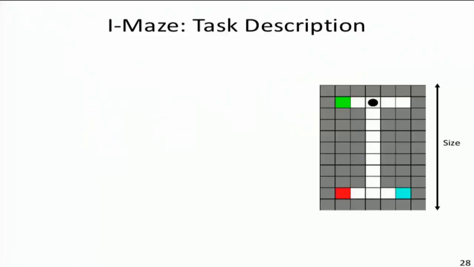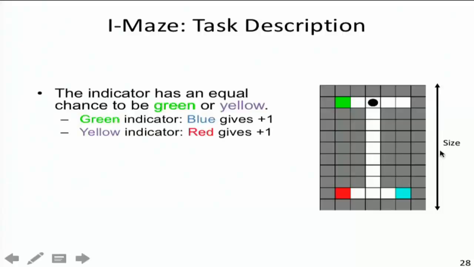So I'm going to explain some testbeds and benchmarks that we use to evaluate these models. This is a very simple environment called iMaze. In this case, the agent is given some indicator signal in the beginning of the episode. Here's an indicator block, and this indicator can be either green or yellow. Depending on the color, if the indicator is green, it has to go to blue, and if it's yellow, then it has to go to red.